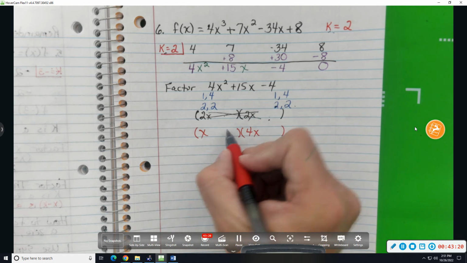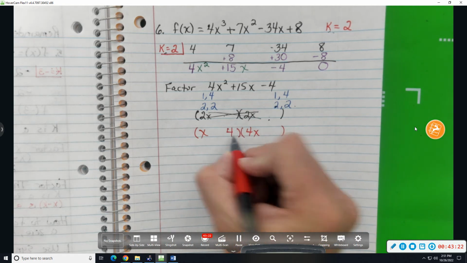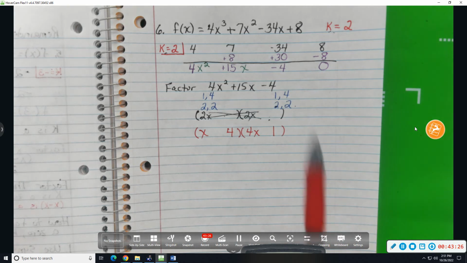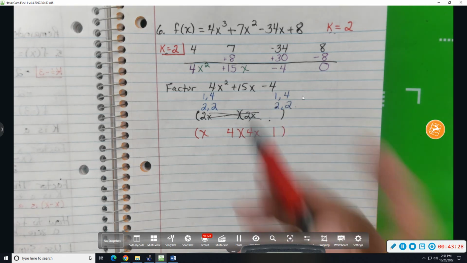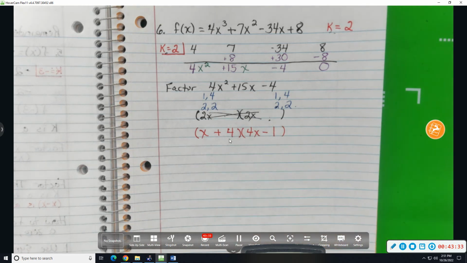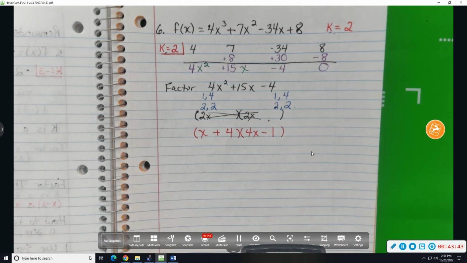And 4 and 1. Like this? Now, about signs: plus and minus like that? Yeah, that's right. The outer product is a negative 1x plus the inner product 16x. Negative 1 plus 16 gives us a positive 15.